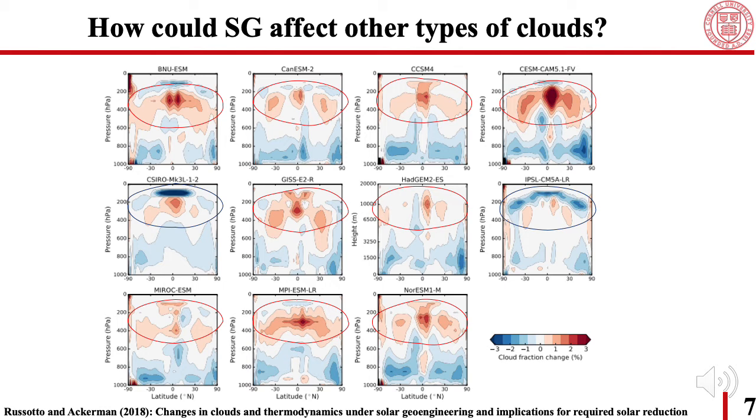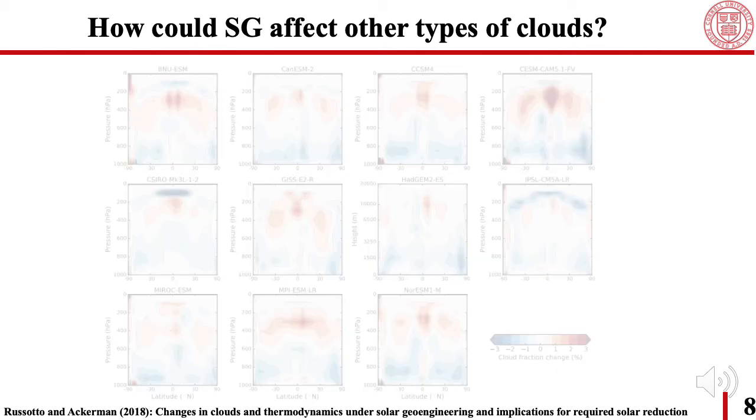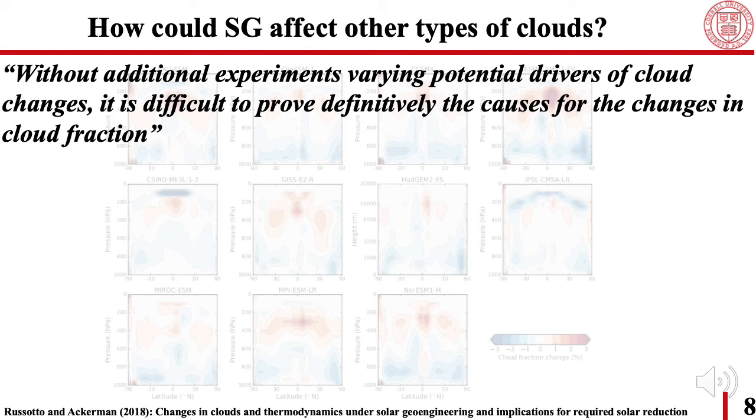But this also highlights how different the results can be if just one important part of the physics is missing from our simulations. But anyway, now let's focus on lower clouds. So in general, all models see similar reductions in cloud coverage. But what causes this observed reduction that is so consistent across models? Well, as they state, without additional experiments varying potential drivers of cloud changes, it is difficult to prove definitively the causes for the changes in cloud fraction. And that is probably one of the biggest challenges in understanding these changes.